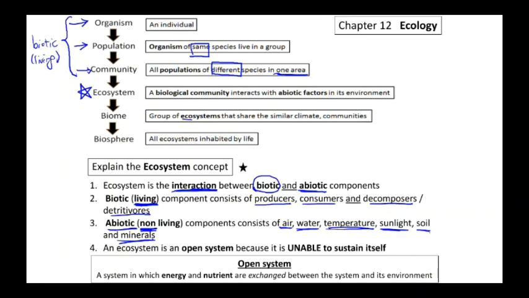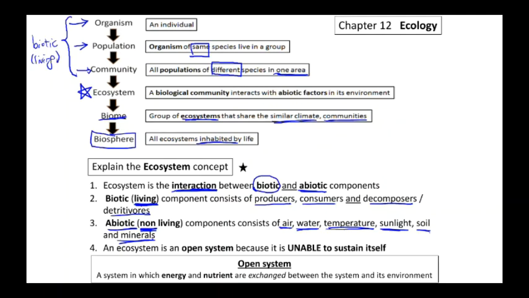So when we have a group of ecosystems that share similar climate or communities, we call them a biome. For example, we have tropical rainforest, and in every part of the world, the tropical rainforests share the same communities. We have temperate as well as tundra climate. All of this we say biome. And a bigger picture, the biosphere, which means all ecosystems inhabited by life.